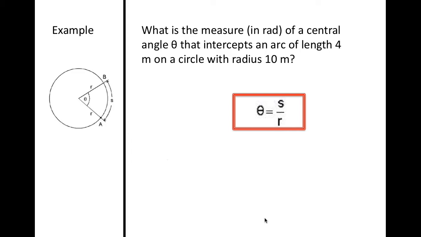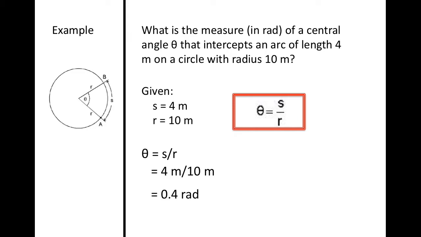Here's an example. What is the measure in radians of a central angle theta that intercepts an arc of length 4 meters on a circle with radius 10 meters? We're going to use this equation here, which is theta equals the displacement divided by radius. If you look at this picture, we have S being the 4 meters and R, or the radius, being 10 meters. So all we need to do is set that up, divide, and we should get an answer of 0.4 radians.